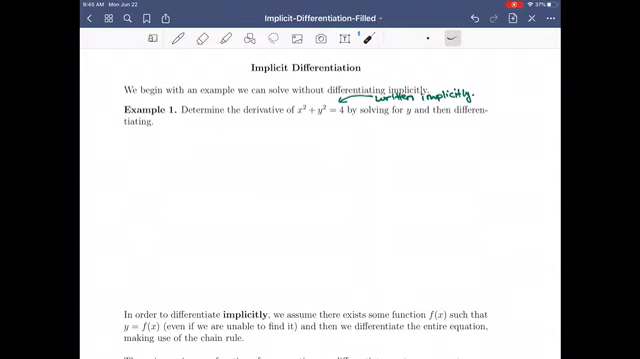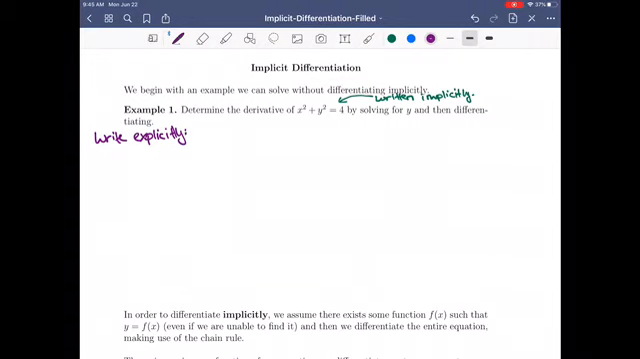Okay, this happens to be an equation of a circle centered at the origin with radius 2. So it's not a function, actually, because it would not pass the vertical line test. But we can still find the slopes for the tangent lines. So first, we're going to write this explicitly. So what I mean is we're going to solve for y.